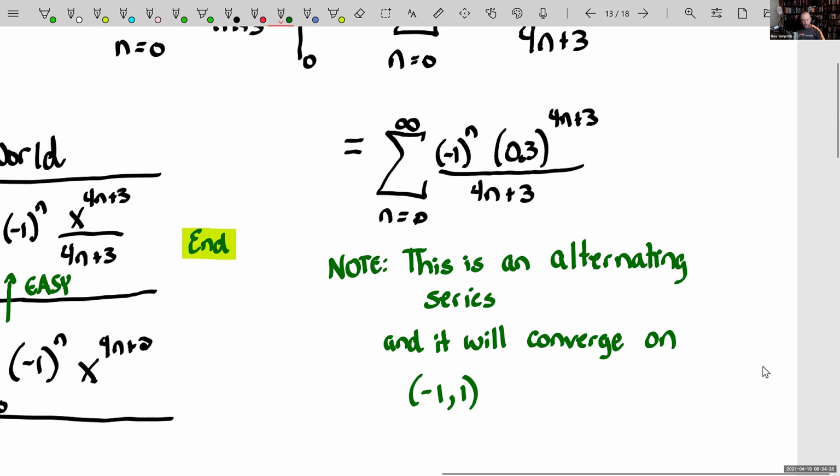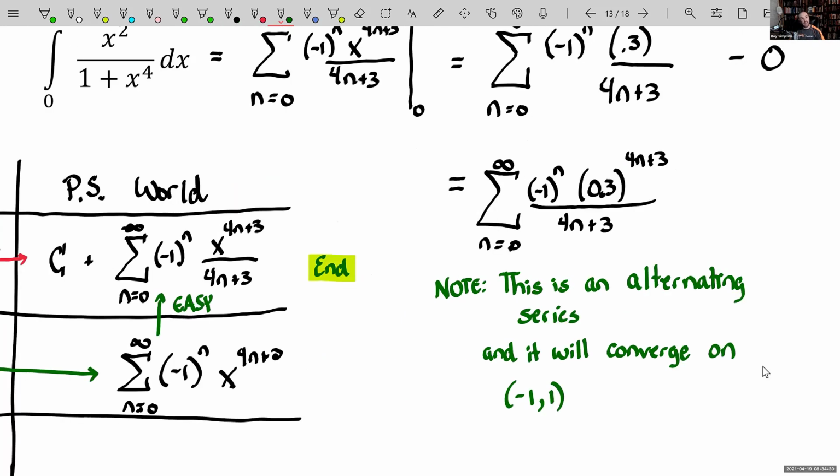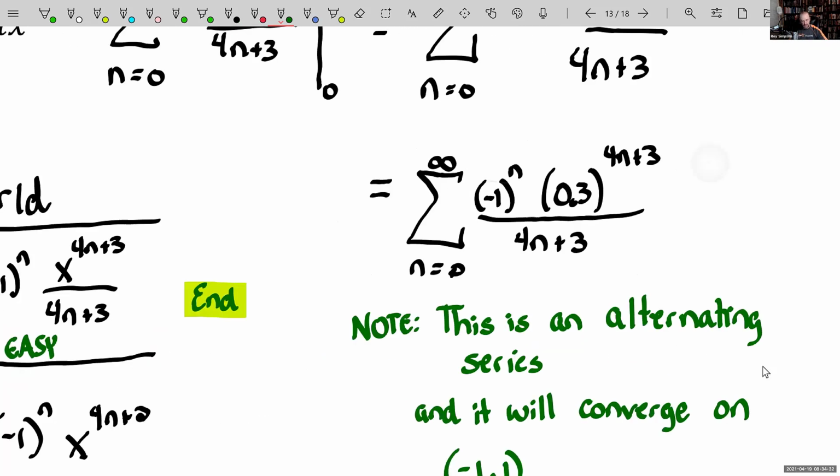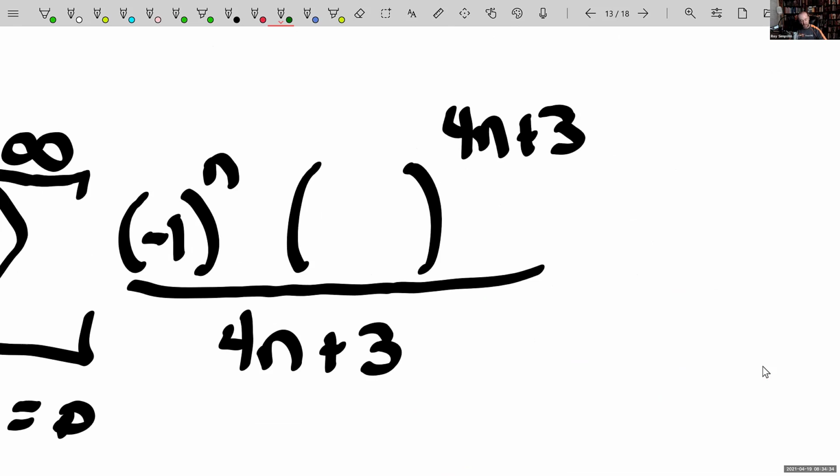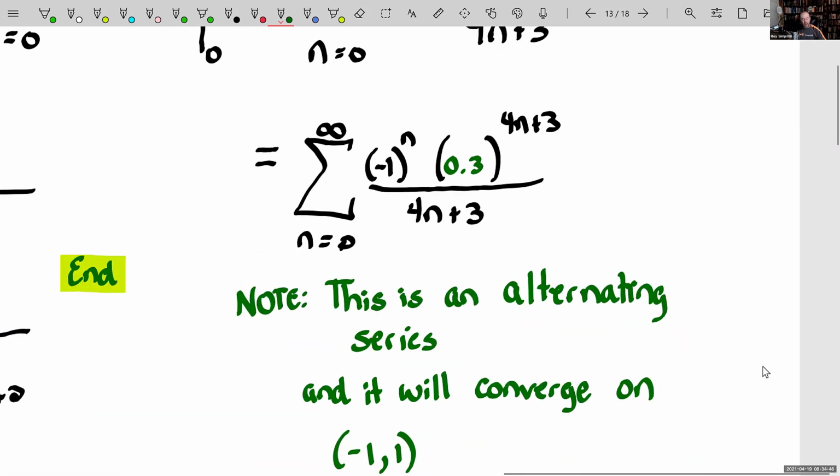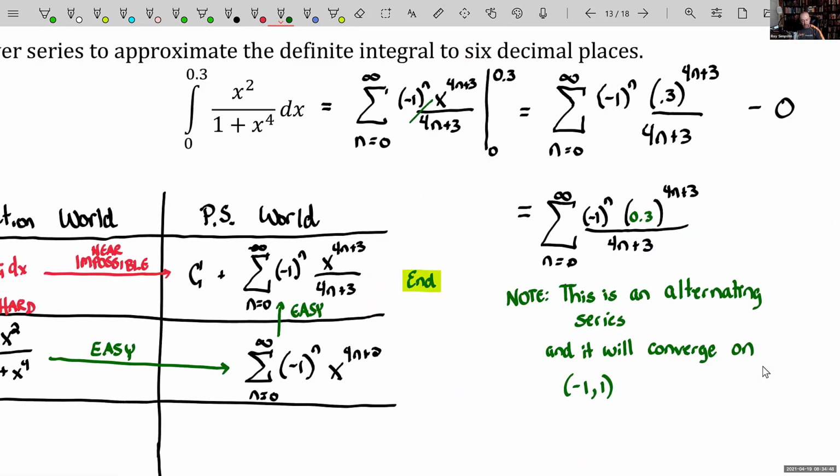What we plugged into it was between -1 and 1. Believe it or not, we plugged in a number between -1 and 1. The number we plugged in was a 0.3. This problem is designed so that you can actually evaluate it. So the value we plugged in for x right there was between -1 and 1, so we're guaranteed that this will converge to a value.